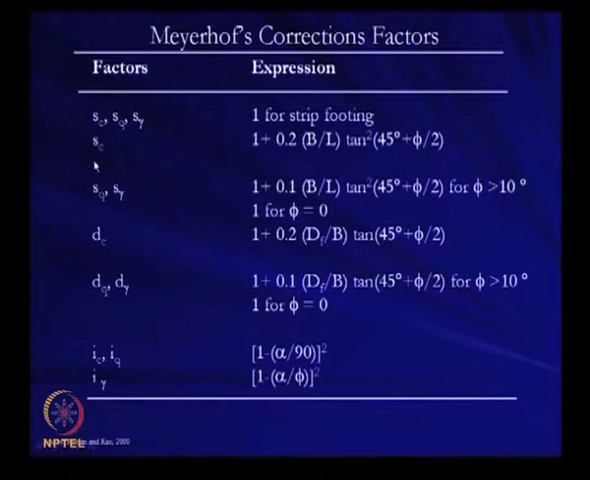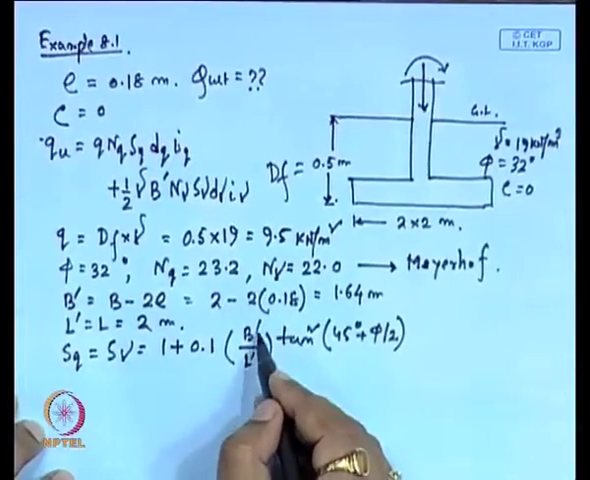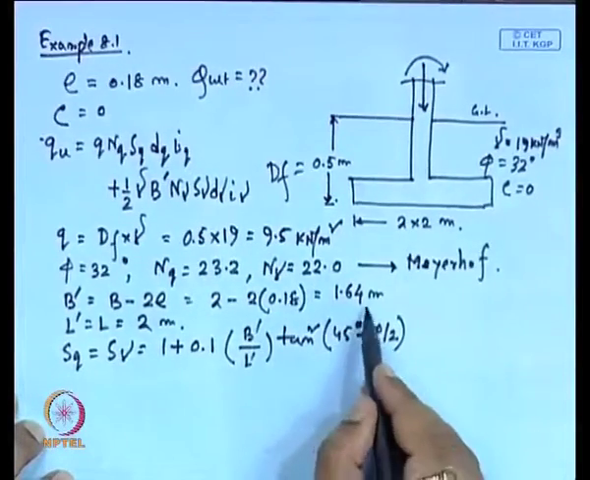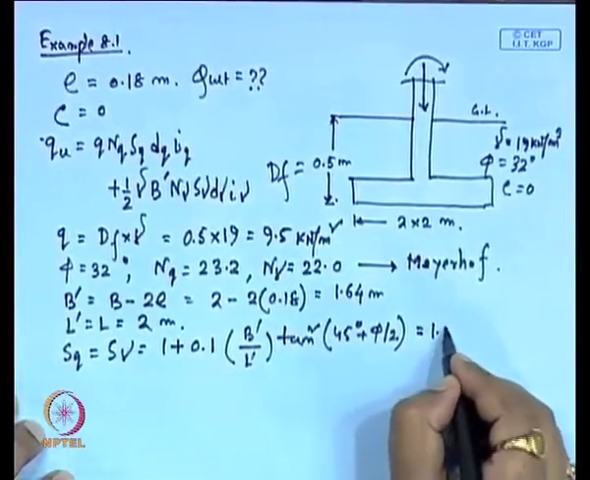Here for this footing we will use this expression for S q and S gamma, that is 1 plus 0.1 B by L, but here we will use B dash and L dash, where L dash is equal to L, and tan square 45 plus phi by 2 for phi greater than 0 degree, because other factors are also used from this table. Here phi is greater than 0 degree. So, once we put L dash equal to 2 meter, B dash equal to 1.64 meter and phi equal to 32 degree, we get the value 1.267.